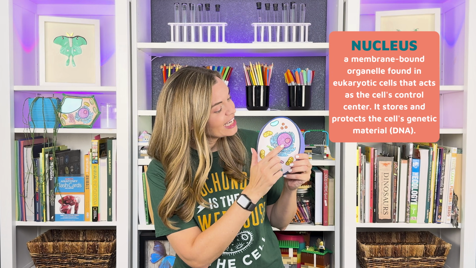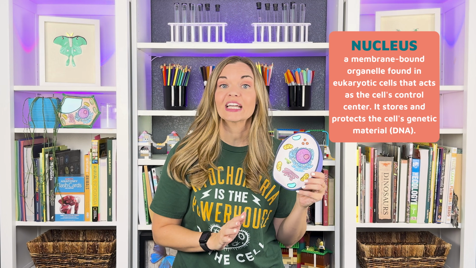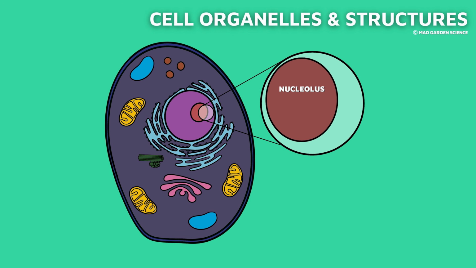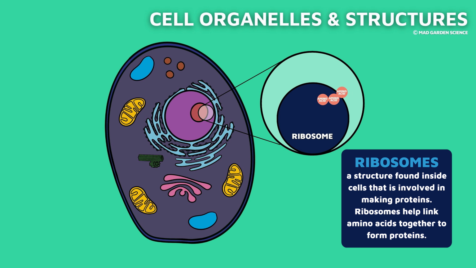The nucleus is the control center of the cell that contains DNA. DNA dictates what the cell is going to do and how it's going to do it. Remember the dark areas in the cells we observed earlier? The nucleus also contains a nucleolus, which is a structure where ribosomes are assembled. Ribosomes have the important job of synthesizing or making proteins.